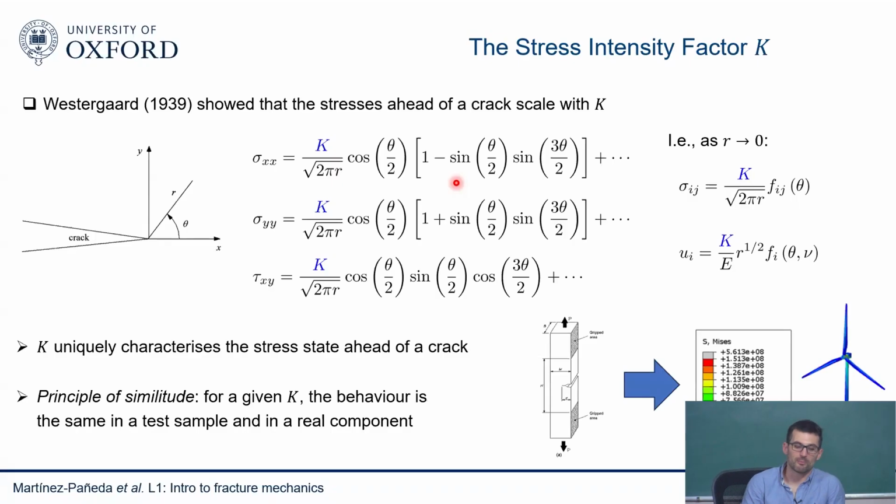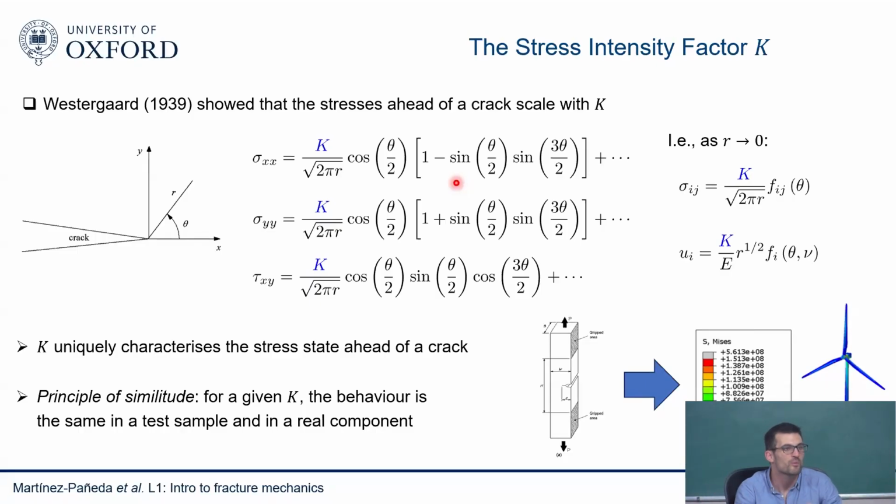And this is very important because this brings the principle of similitude. This means that if I have a stress field ahead of my crack in, do I have a piece of paper that I can break here? Well, anyway, if I have a piece of paper with some sort of defect, my stress field here will be characterized by a K value, and that K value will be equivalent to that piece of paper being 10 times bigger or 100 times bigger.